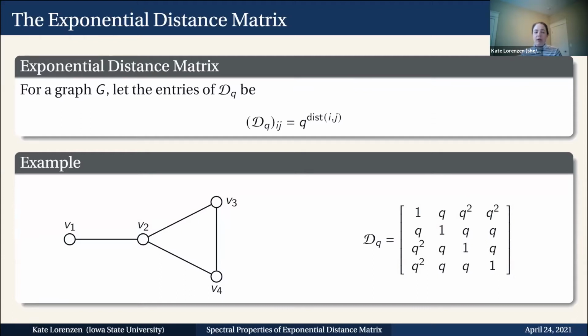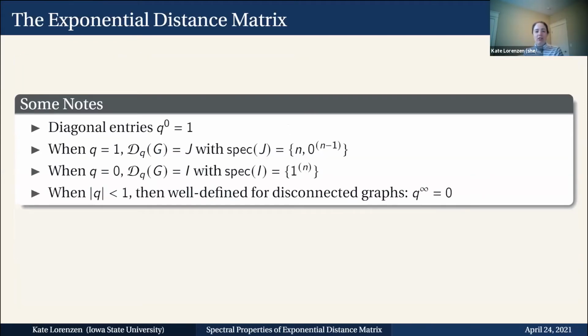Some things to note about this matrix. First, all of our diagonal entries are going to be 1, since anything raised to the 0th power is going to be 1. If I let q equal 1, I'm actually going to get the all ones matrix, which has a really well-known spectrum. If I let q equal 0, I'm going to get the identity matrix for any graph, which also has a well-known spectrum. And if I let the modulus of q be less than 1, this is actually going to be a well-defined matrix for disconnected graphs, because then q raised to the infinite power is going to be 0. So we took care of the problem that we wanted to solve there.